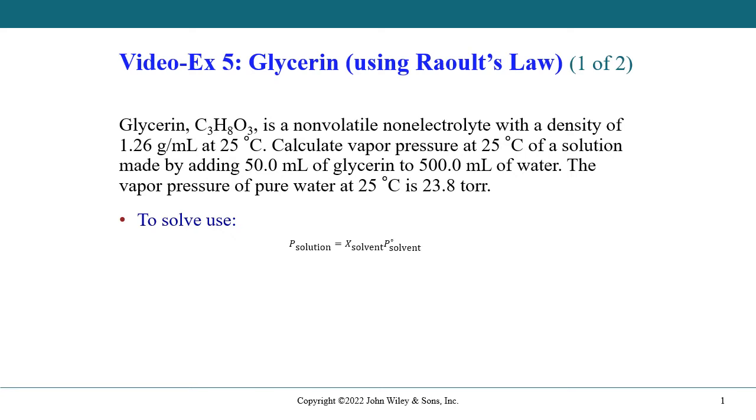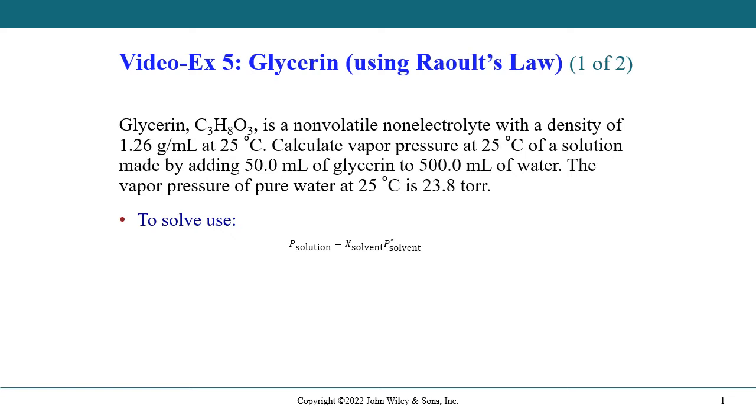We want to calculate the vapor pressure at 25 degrees of a solution made by adding 50 mL of glycerine to 500 mL of water. And the vapor pressure of pure water at 25 degrees is given as 23.8 torr. Now remember the pressure units that you dealt with when you did gas laws? Well, we can use them here.